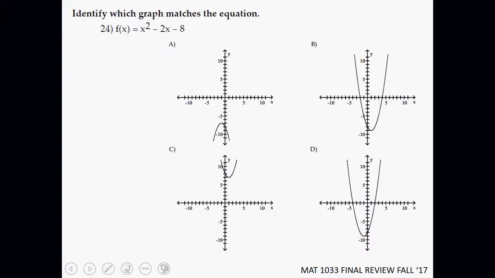Next question. Number 22. Number 23 was... The first question, 23, was from section 5.1.